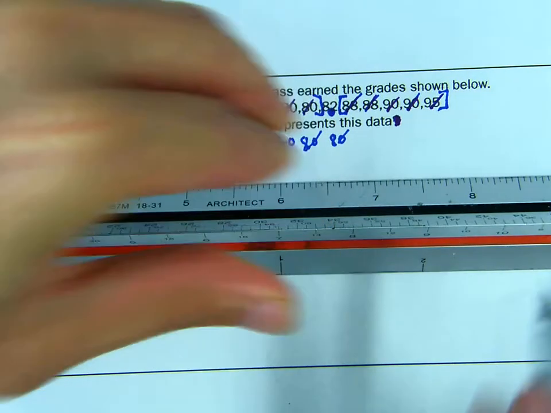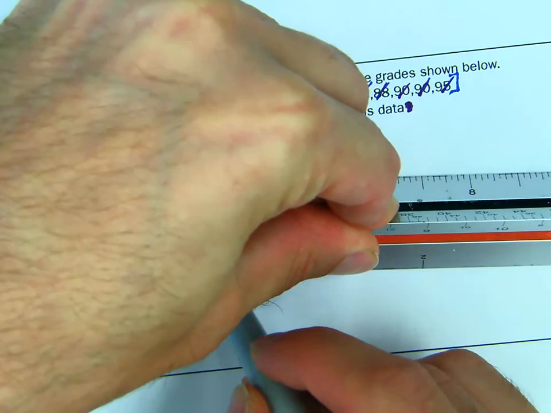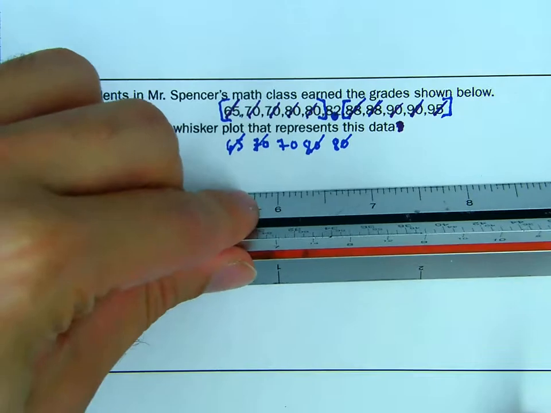draw a straight line. Let me do this, organize. Oh my God, what is happening? Sorry.